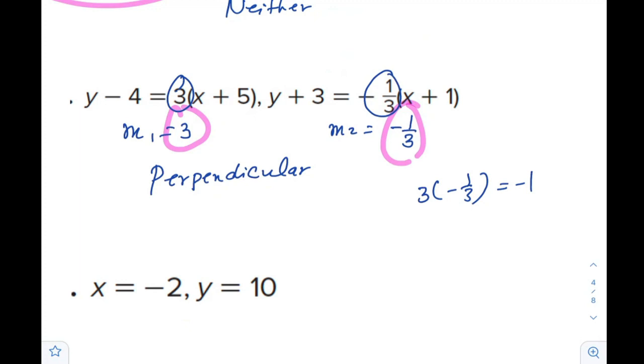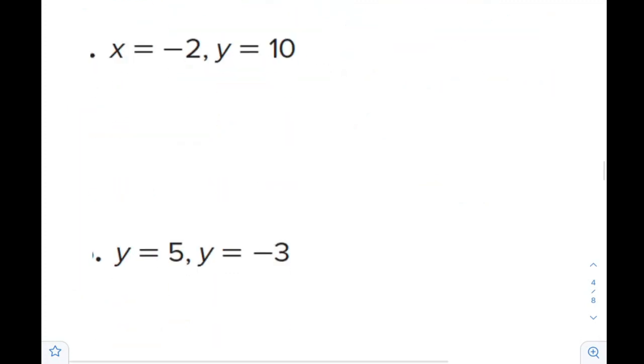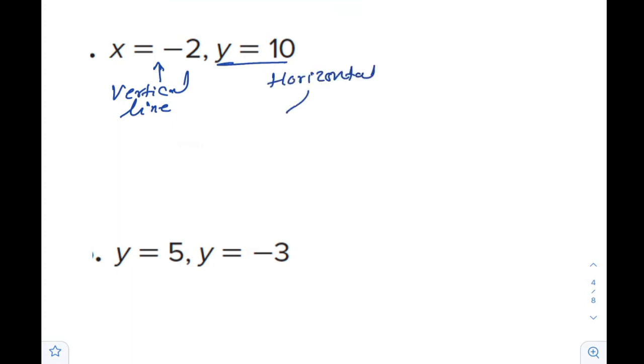What about this one? These equations are not written in slope-intercept form nor point-slope form, but we know that this is a vertical line, parallel to the y-axis. This is a horizontal line passing through 10.